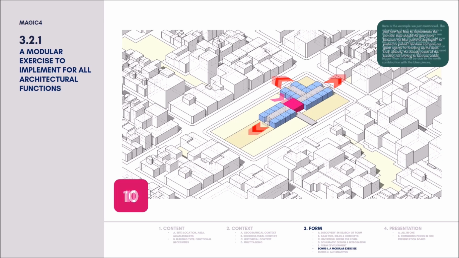11. Here is the example we just mentioned. The advantage of such protruding corridors is that they offer a vista where you can see the surroundings 180 degrees. But right now the design has another problem. The design has become too close to the limit on either side. The project area cannot be used in a balanced way, and the atrium looks bigger than it should be due to the north combination with the blue pieces.